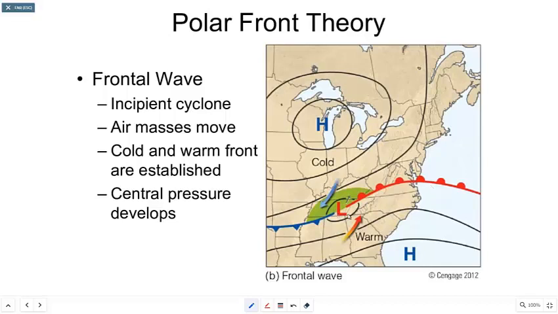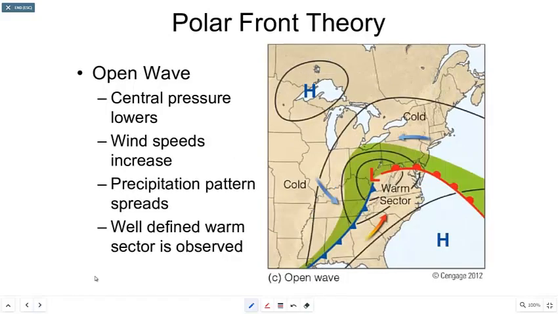We know that the low is developing because the surface pressure in this area is decreasing, which indicates the developing low pressure system. In the open wave, the central pressure will continue to lower. If you go from like 1,000 millibars down to 996 millibars, that is a lowering of the surface pressure, which means the low is intensifying. The wind speeds will increase.